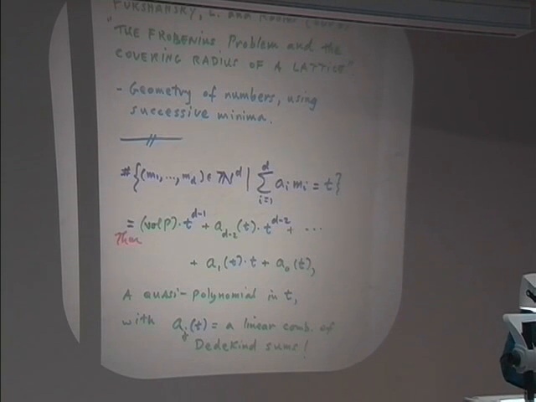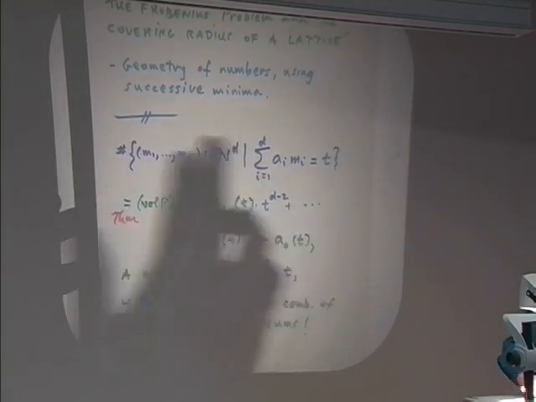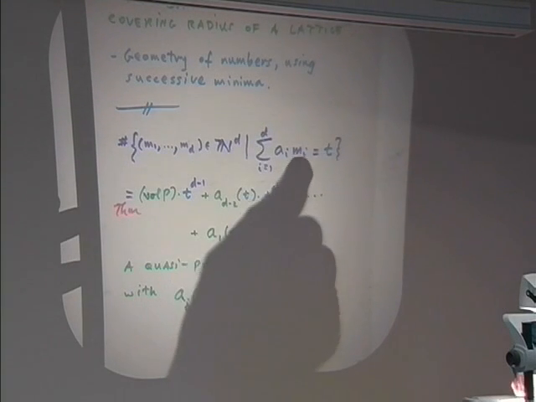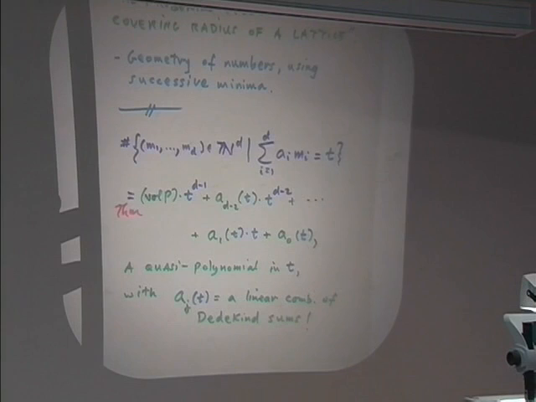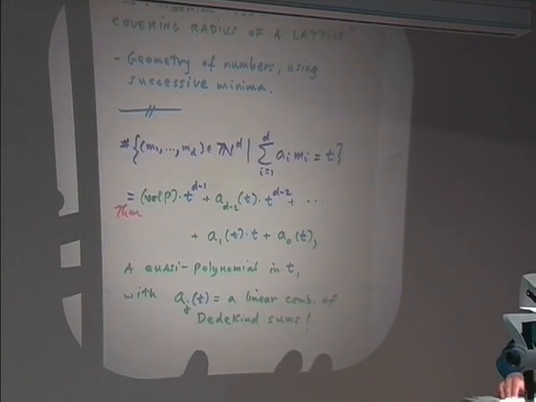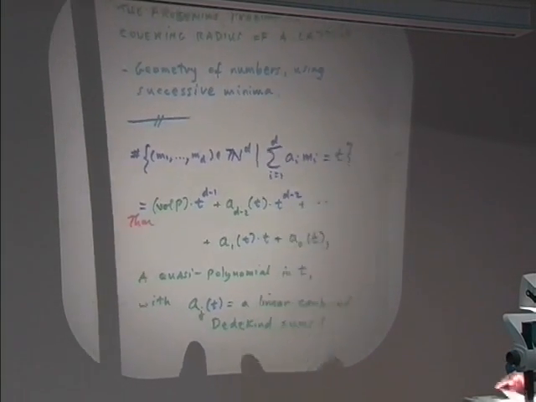By the way, this is something called Ehrhart theory. There's a whole body of work since the 60s that tells you that when you enumerate these things, you get quasi-polynomials. So the number of solutions to this linear Diophantine equation in t is what's called a quasi-polynomial in t. It's almost polynomial, except the coefficients are periodic functions of t. Again, these coefficients are linear combinations of Dedekind sums. So Dedekind sums appear in all of these problems, and one would like to extend them.